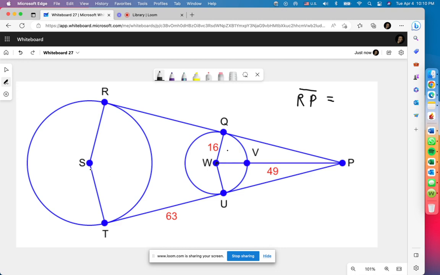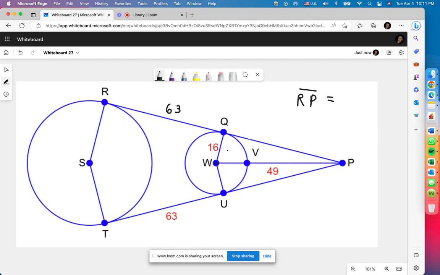Okay, looks like a lot going on, but once you dissect it, it's not that bad. All right, so I know I'm looking for RP, which is this segment here. And notice if I have this RQ, they're tangent to the same circle, TU. So I know this 63 is the same as this segment over here. So this is also 63. Okay, so I need to find QP, add it together. That's going to give me RP.